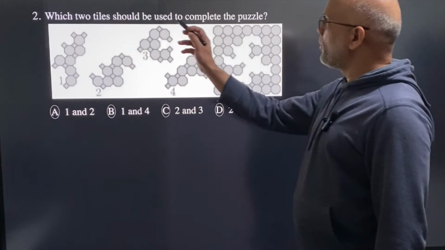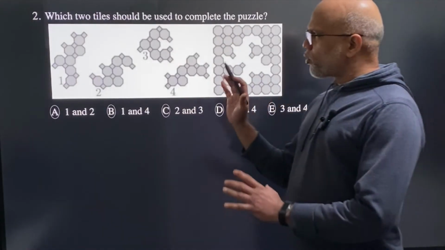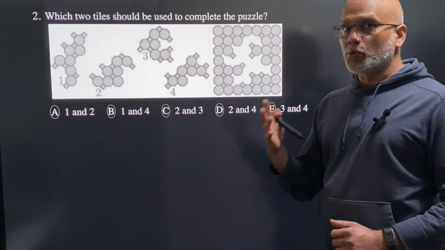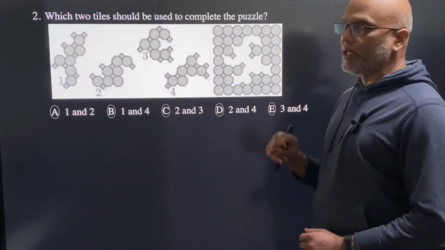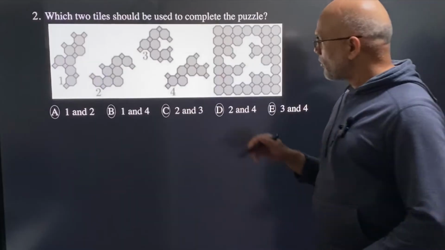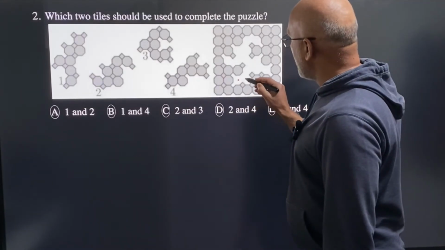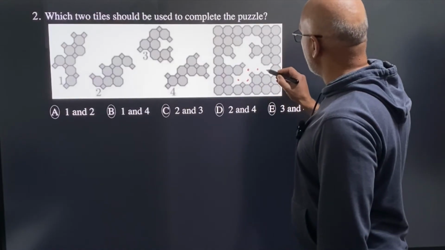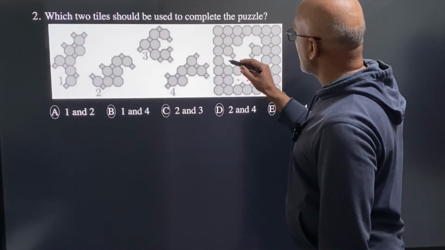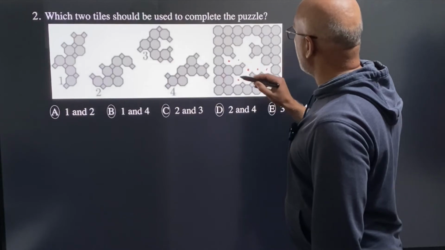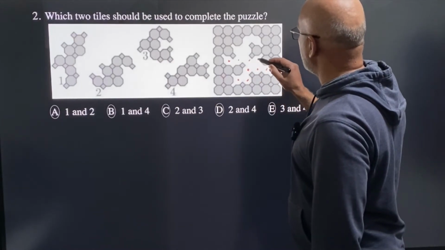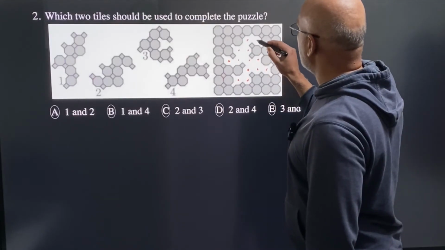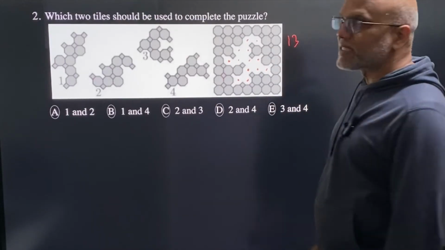Which two tiles should be used to complete the puzzle? For a problem like this, when I have to fit the puzzle piece aside, the first thing I try to do is actually quickly count how many smaller units are missing. So let me do that. 1, 2, 3, 4, 5, 6, 7, 8, 9, 10, 11, 12, 13. So there are 13 pieces that are missing.